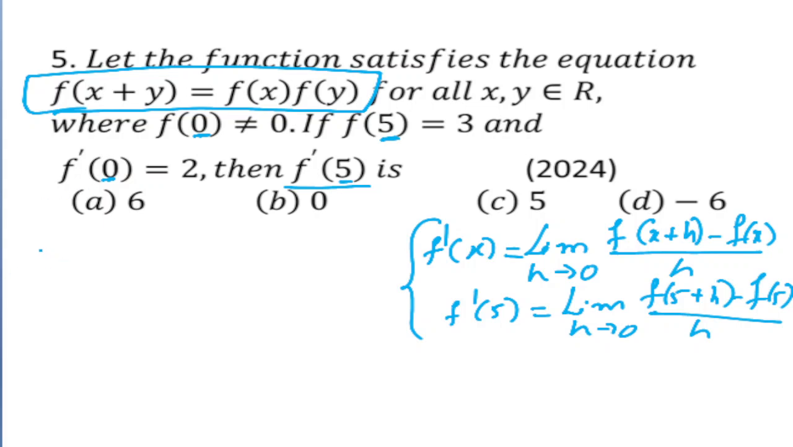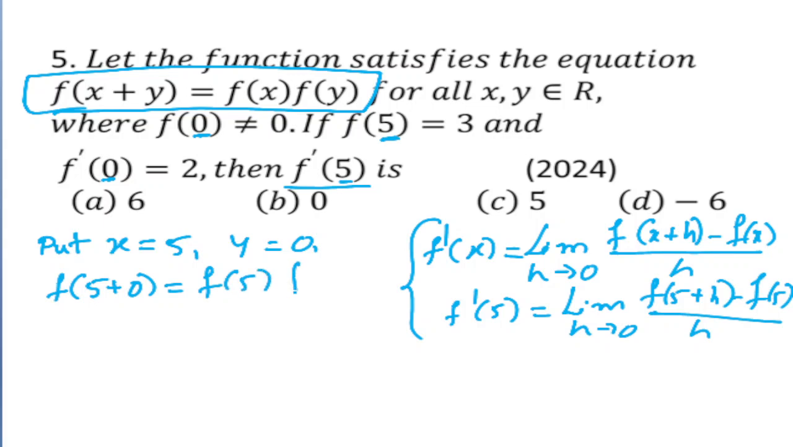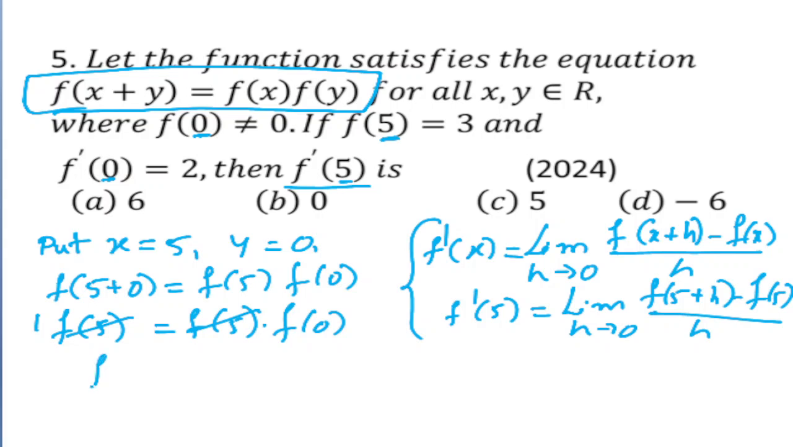and y is equal to 0. Let us put directly, friends, these values for x and y. Put x is equal to 5, y is equal to 0. We are going to get f of 5 plus 0 is equal to f of 5 into f of 0. So in the left hand side we are going to get f of 5, in the right hand side f of 5 into f of 0. F of 5 value they have given 3 and 3, so these two will get cancelled. What will remain here? F of 0 is equal to 1, which is not equal to 0. Now we got f of 0 is equal to 1.